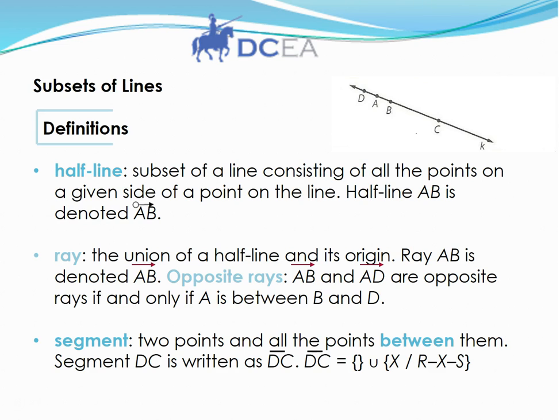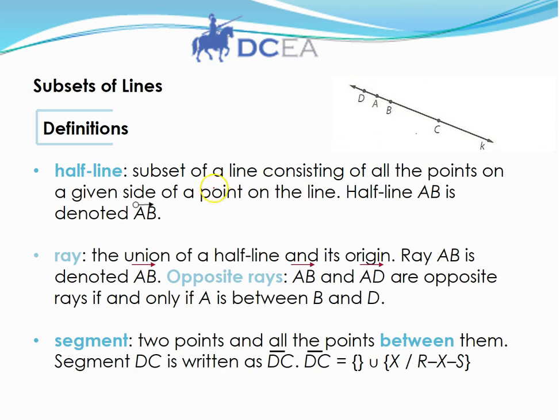Our first definition is half-line. A half-line is a subset of a plane consisting of all the points on a given side of a point on the line. Let's take a look at point A. All the points on the right side of A are points B and C. The point on the left side of point A on the line is point D.